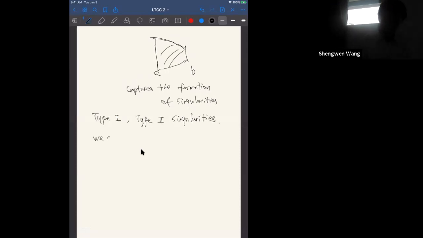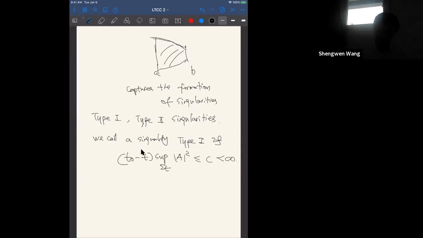So we call a singularity type 1 if sqrt(T0 minus t) times the supremum of the second fundamental form is less than C less than infinity. So it tells you that the blow-up rate of the second fundamental form is at most of order 1 over square root of (T0 minus t), big O of that order. So it means that the formation of singularity is not too fast. And also we call it type 2 if it is not type 1. Okay.